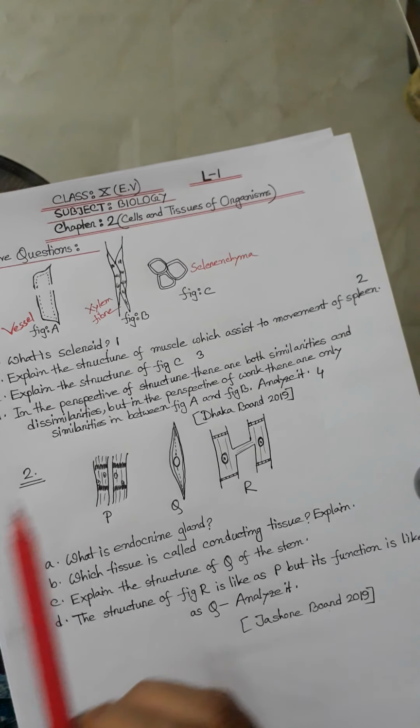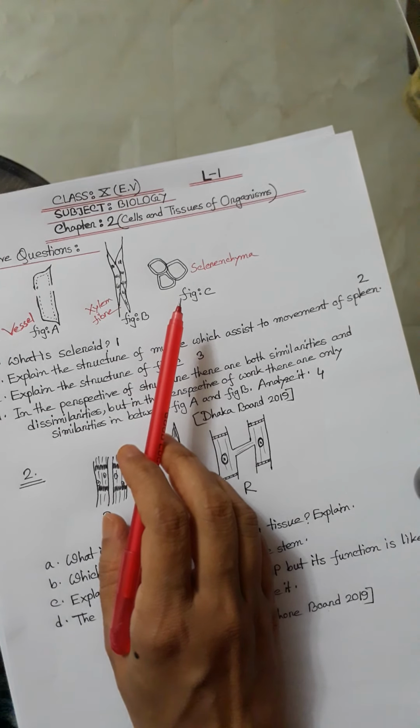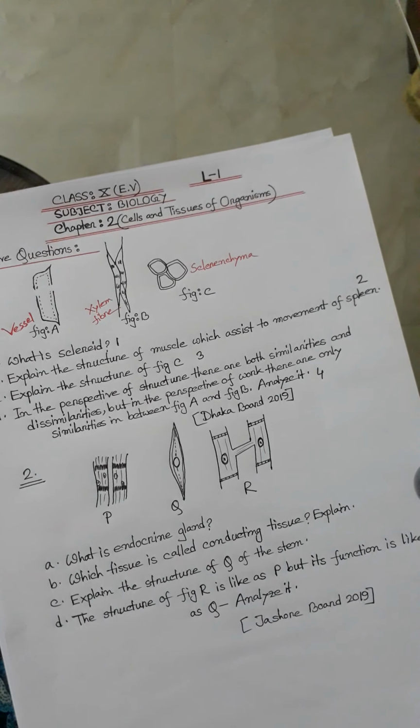Here you can write: sclerenchyma tissue is composed of cells with thickening of walls with lignin for providing mechanical support. Sclerenchyma tissue is one kind of simple tissue, you know. Parenchyma, collenchyma, and sclerenchyma are simple tissues.